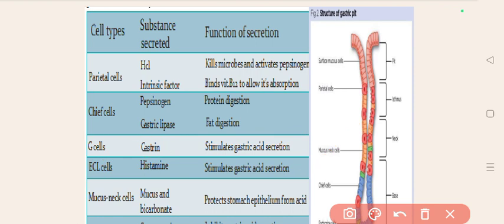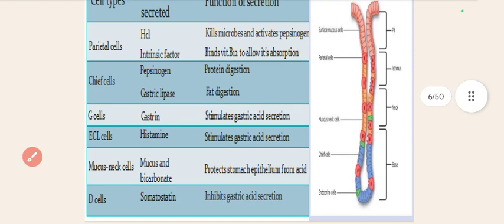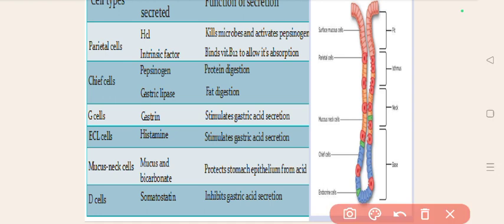Then mucous neck cells, which are responsible for mucus and bicarbonate secretion. It will protect stomach epithelium from acid. Mucous neck cells secrete mucus and bicarbonate, and they will form a protective layer. If they form a protective layer, so what do they do? It protects stomach epithelium or GI mucosa from the acid. Now D cells will secrete somatostatin, which inhibits the gastric acid secretion.